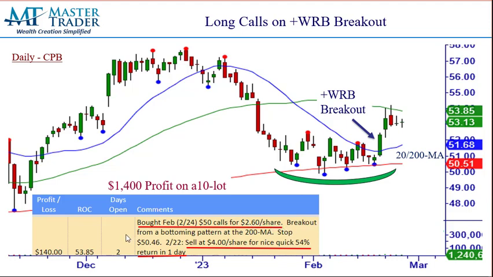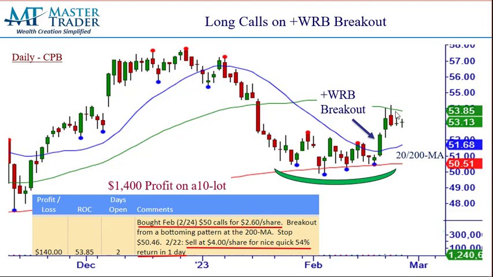Here's our technical setup, breakout from a bottoming pattern at the 200 period moving average. We had such a beautiful run in one day. We sent out a Telegram alert: sell half of this for $4. We made 54% return in one day.